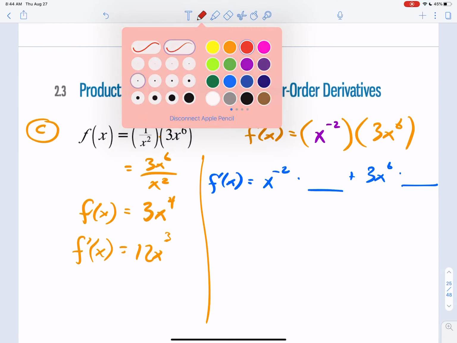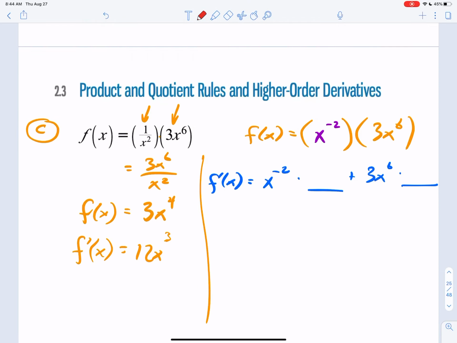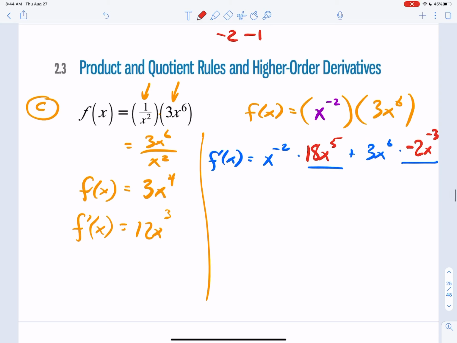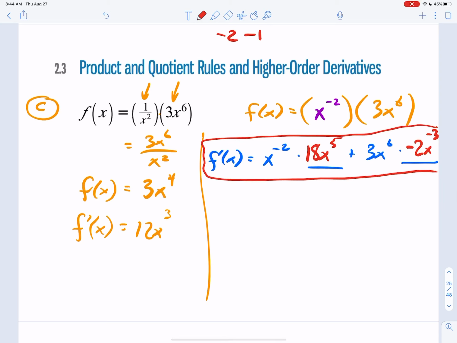Okay, here we go. So first is x to the negative 2 times derivative of the second. That'll be 18x to the 5th plus the second times derivative of the first. That's going to be negative 2x to the, think about what this exponent is, okay? Remember, we're subtracting 1 from the exponent. So negative 2 minus 1 is negative 3. If you put negative 1, you got to be careful, all right? And like I said before, we'll just go ahead and stop there. We won't worry about the simplifying until later. And you guys will be doing it the same way with the homework, okay?